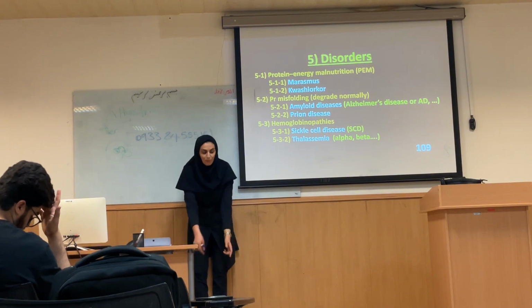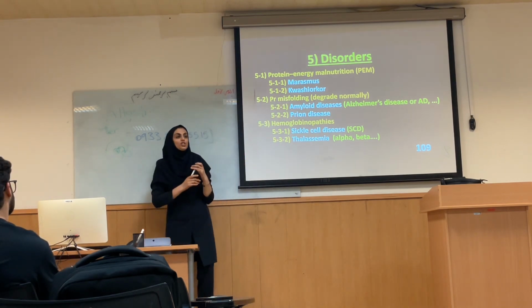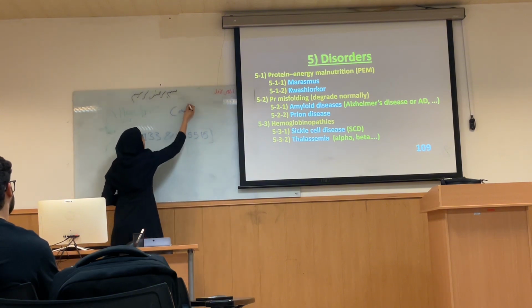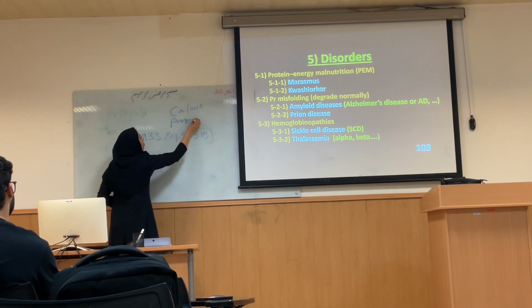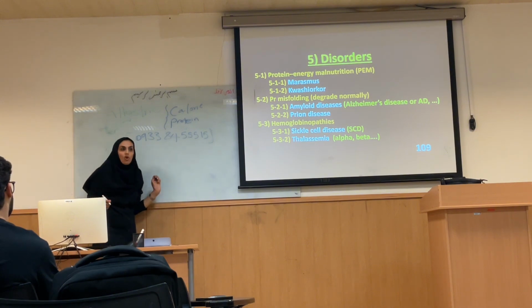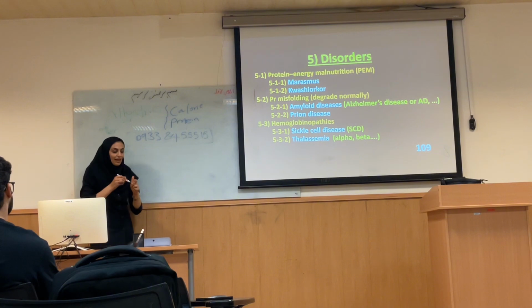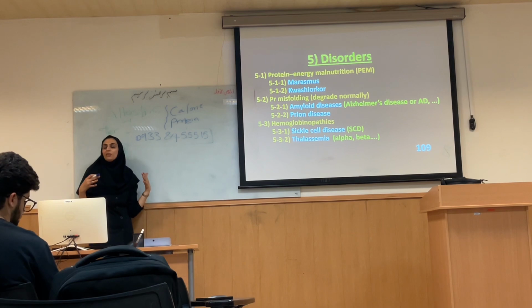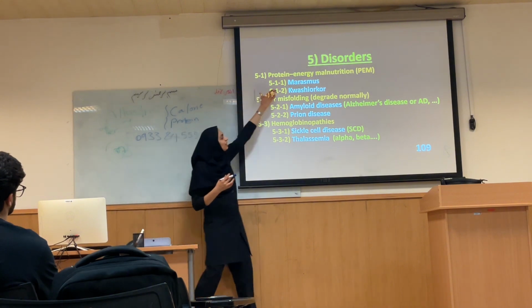Guys, about marasmus and kwashiorkor, I will tell you. Marasmus is a situation that we have calorie restriction and protein restriction, both of them. And in kwashiorkor, we just have protein restriction, protein malnutrition. We have enough calorie. They have an enlarged abdomen because of hepatomegaly and splenomegaly. That was about marasmus and kwashiorkor, which are related to protein energy malnutrition.